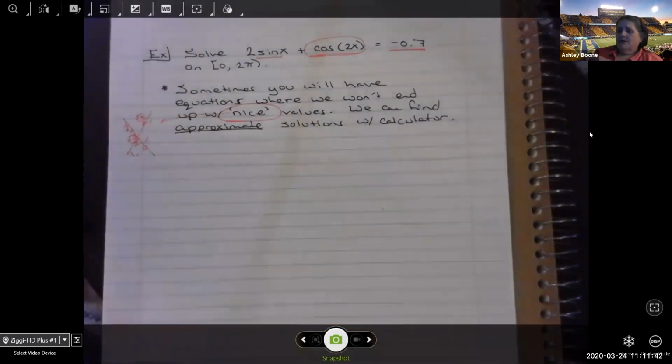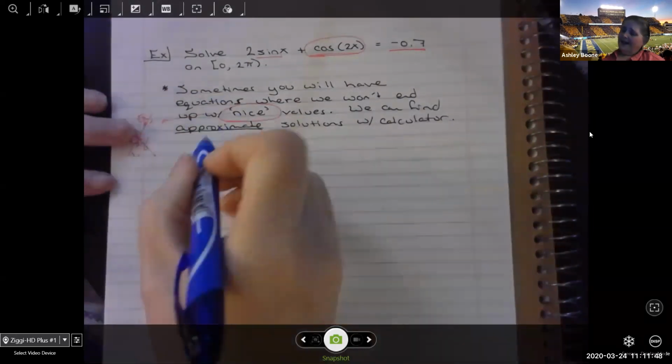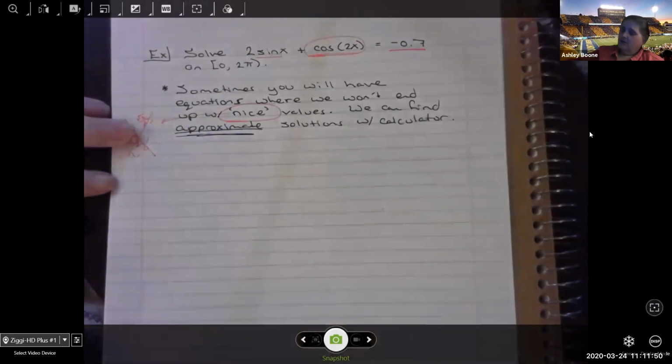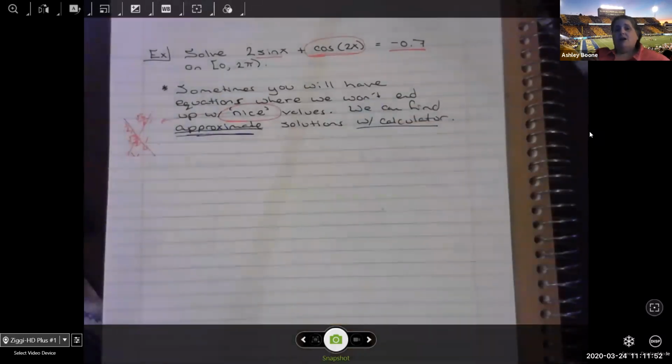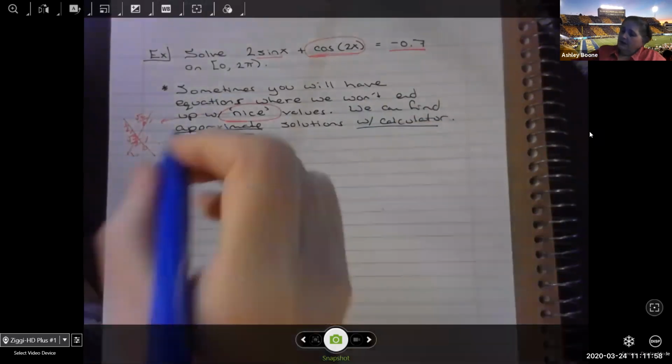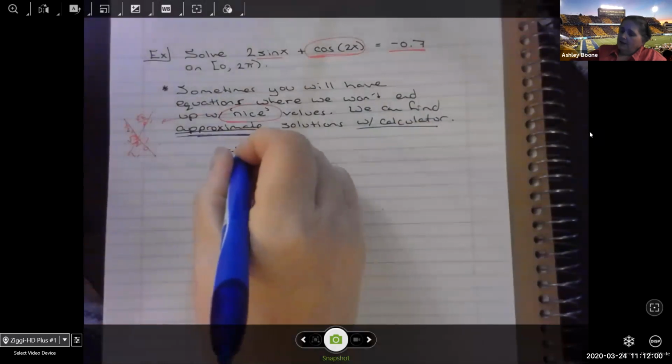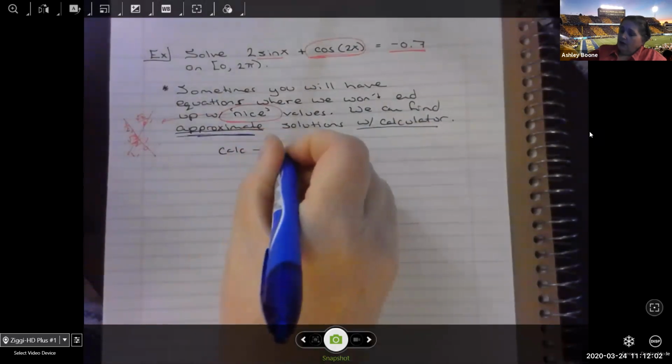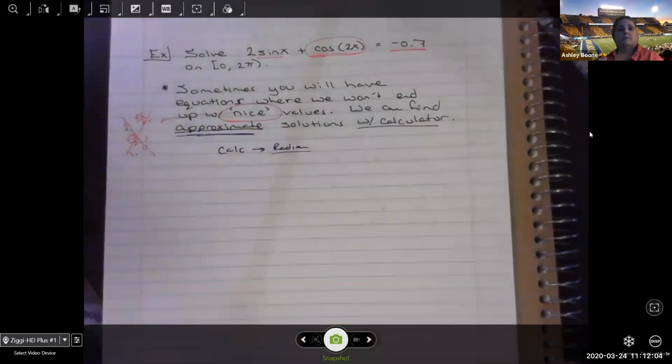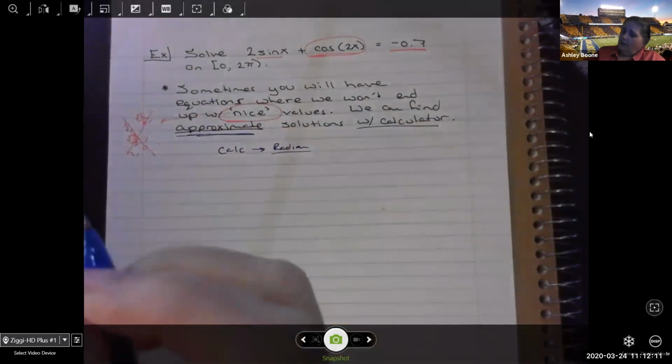So every once in a while, you're going to come across one where the best we can do is find an estimate or the approximate value with our calculator. This won't be a lot, but I am going to keep it in radians. So a few things. I want to make sure my calculator is in radian mode, not degrees, okay?